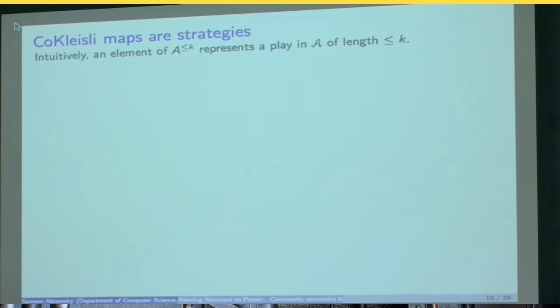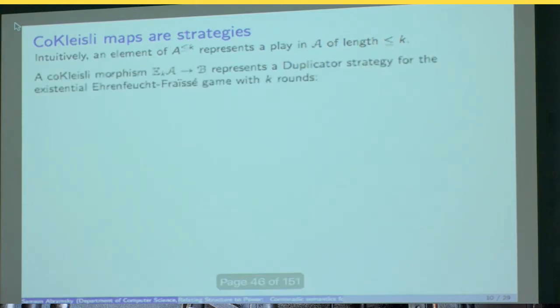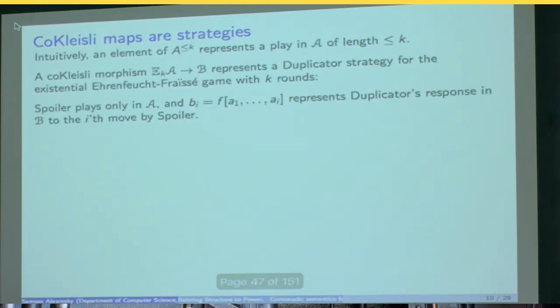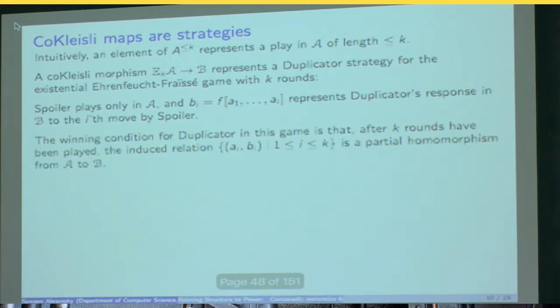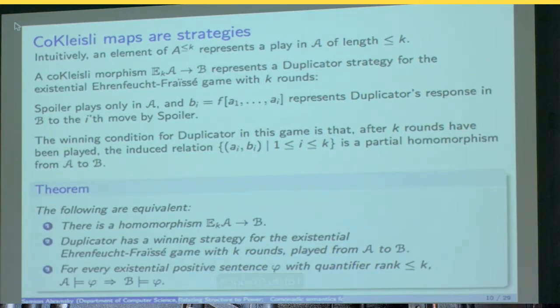So intuitively, an element of the universe represents a play. A Kleisli morphism represents a duplicator strategy in this existential game with k rounds. Spoiler plays only in A, and the response to a list of i elements represents duplicator's response to the ith move by spoiler. And the winning condition is that after k rounds have been played, the induced relation is a partial homomorphism.